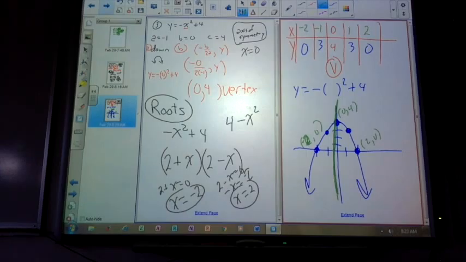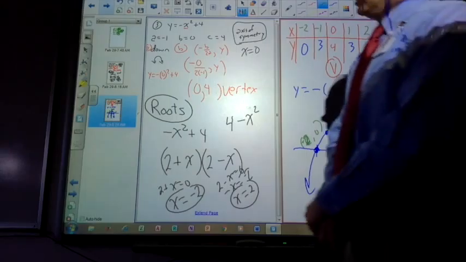So number 3, it's a parabola that opens upside down. We did some ways on it, factoring it. We realized difference of two squares we could rewrite a different way. So that's problem number 3.